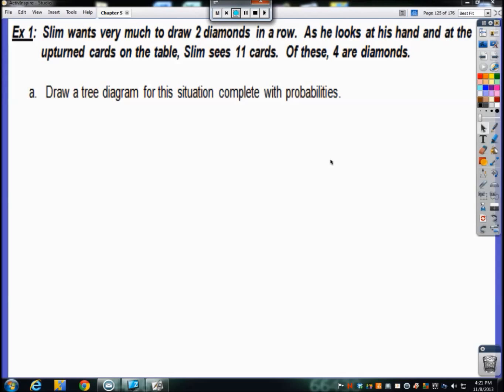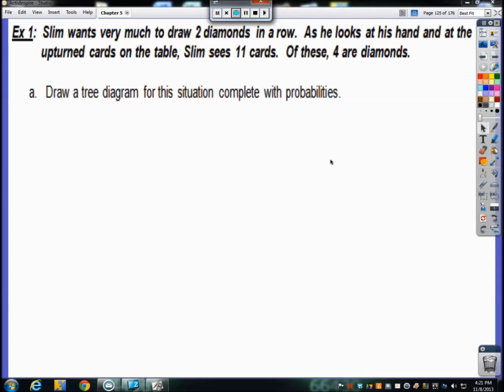All right, first example says Slim very much wants to draw 2 diamonds in a row. As he looks at his hand and at the upturned cards on the table, Slim sees 11 cards. Of these, 4 are diamonds. So draw a tree diagram for this situation complete with probabilities.